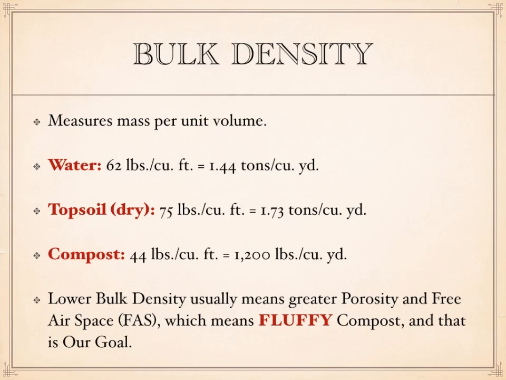Bulk density measures mass per unit volume. Water is 62 pounds per cubic foot, or 1.44 tons per cubic yard. Dry topsoil is 75 pounds per cubic foot, or 1.73 tons per cubic yard. And compost is 44 pounds per cubic foot, or 1,200 pounds per cubic yard. Lower bulk density usually means greater porosity and free airspace, which means fluffy compost, and that is our goal.